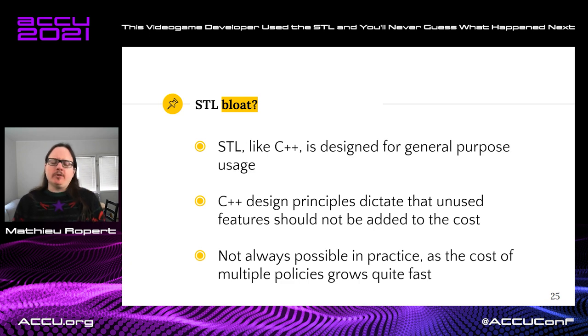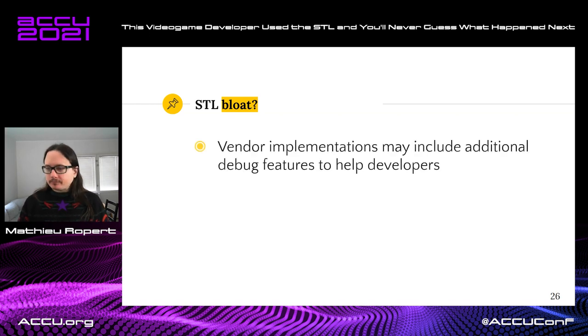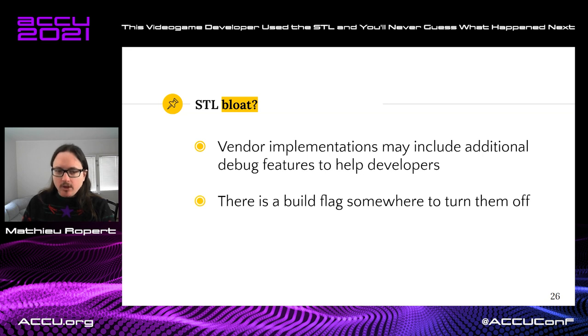You don't want a vector class, for example, that has 20 traits in the template type just to be able to enable or disable things you need or don't need, like exception support or allocators or whatever else. So at some point there is a trade-off that has to be made. And yes, there is usually bloat, or what is sometimes considered bloat, that is actually debug features, stuff that is made to help developers. And most of those have a toggle somewhere, usually a build flag, that will allow you to turn them off.